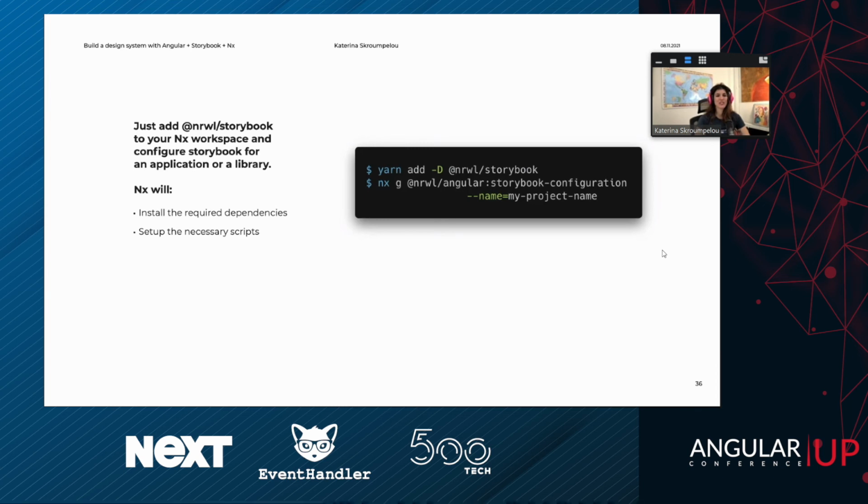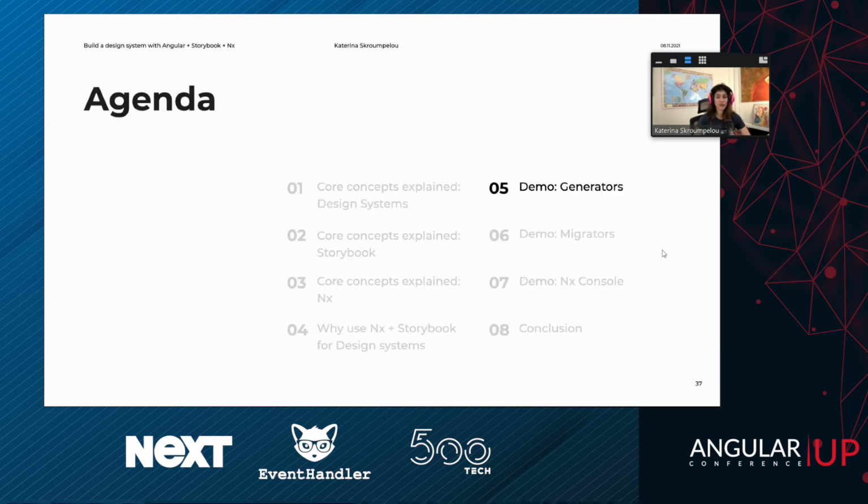So what this will do is Nx will install the required dependencies of the Storybook packages. It will set up the necessary scripts to run and build Storybook in your Angular JSON, in your project JSON. Also, it will add the default Storybook configuration, and it will generate stories for your components. So let's see some demos now.